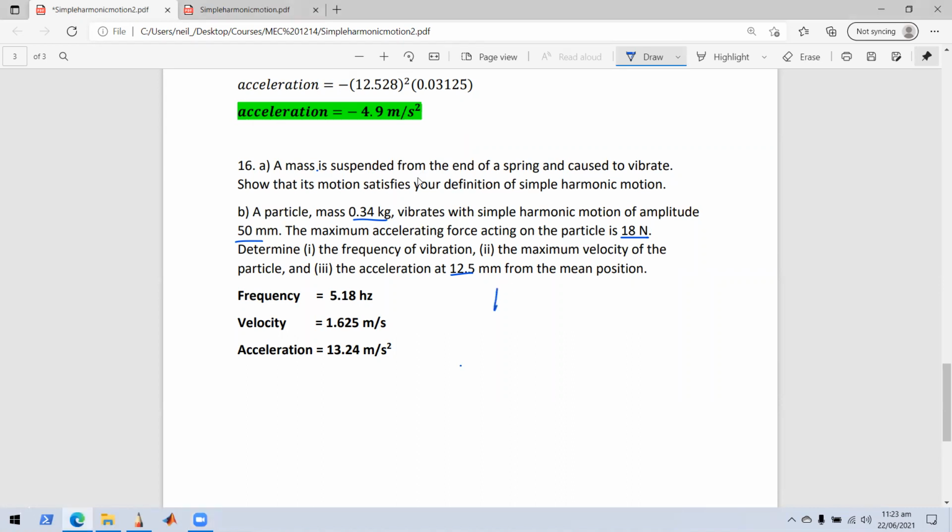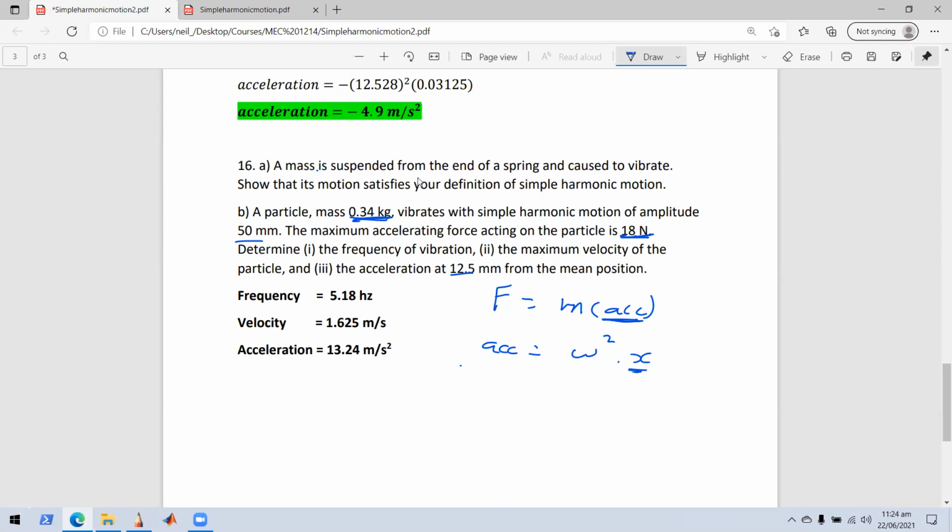F is equal to mass times acceleration, right? So we have 18 newtons and we have 0.34 kilograms. So we can use those to find acceleration. Having found acceleration, we can equate it to omega squared times x, right? This force that we use, the maximum accelerating force acting on the particle, is 18 newtons.